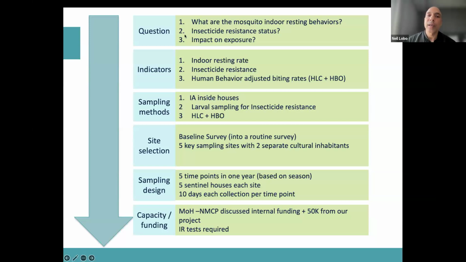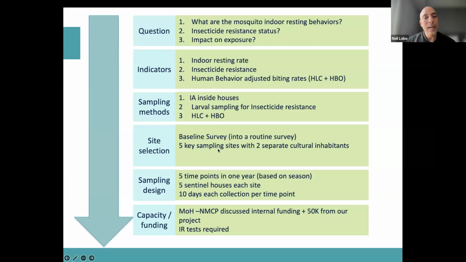And since IRS was already implemented, we wanted to look at the impact on exposure, right? Where and when were people actually being bitten in the site with IRS? And what we did was human behavior adjusted biting rates, which were HLCs plus HBOs. And that's the sampling methods, HLCs plus HBOs.